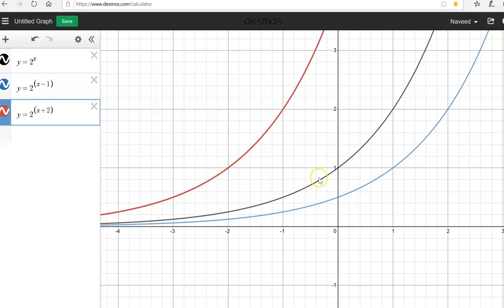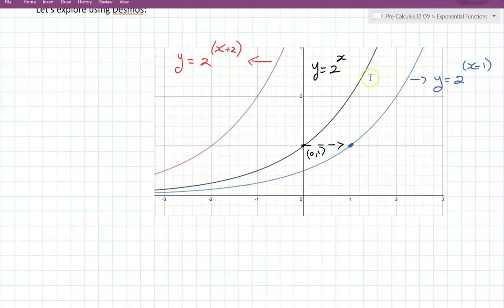And every single point on the black graph, the original parent function, has been moved. Look at that point, 1, 2, has been moved 2 units. So every single one of these points has been moved to the left, and you knew that. This is nothing new. We're just now applying the function transformation to the exponential function. Okay, so now we have the graphs here.